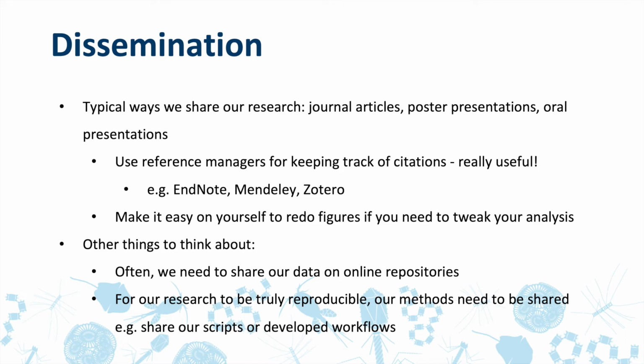And then finally, just a couple of tips on dissemination. We're usually in science sharing our research through journal articles, poster presentations, oral presentations, that sort of thing. Using reference managers to track citations can be really useful. That's not so much a point about reproducibility, but just a tip to save you some work later on. And just thinking about reproducibility in general, scripting things, coding, automating every step will make it easier for yourself to redo figures or redo analysis, those sorts of things.